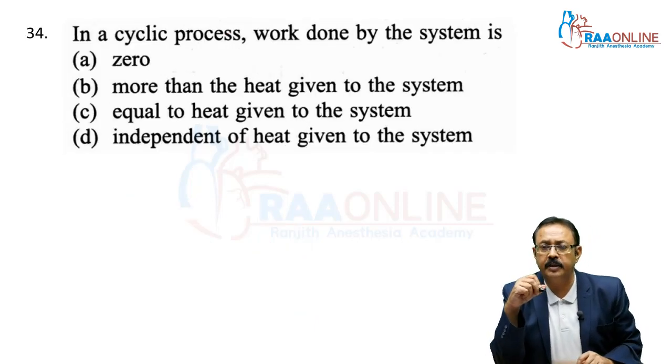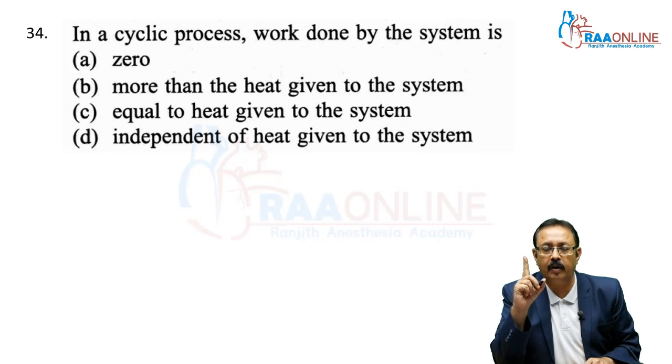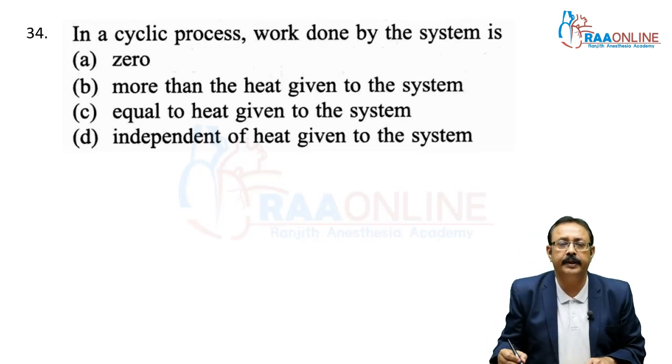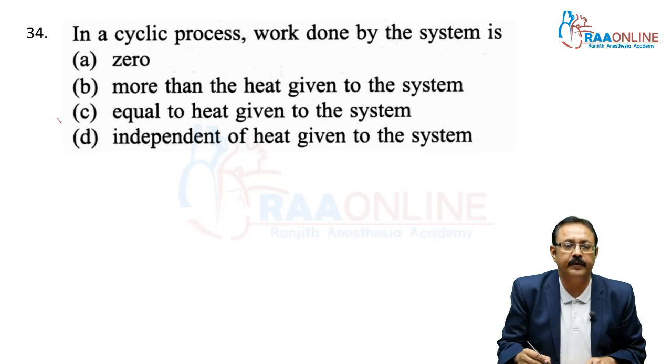In a cyclic process, work done by the system is... in a cyclic process, there is no change in internal energy. Whatever heat you are supplying, all will be used to do work, equal to the heat given to the system. So going with C.